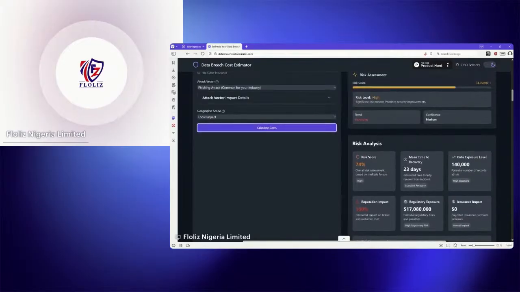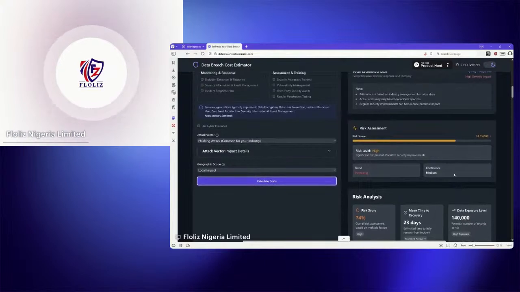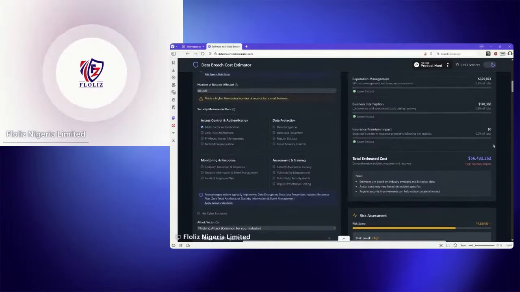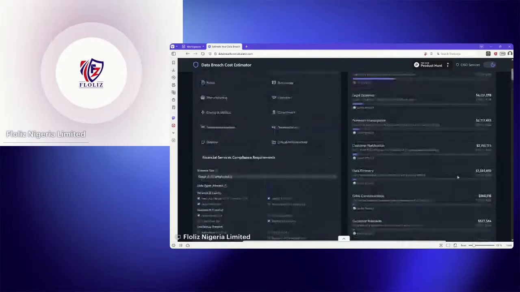So you could see that you will be left to pay the penalties, to pay the lawsuit alone, and also to carry out remediation. So this could cost as much as $56 million, $432,252, something within that range. But this is just an estimate, right?